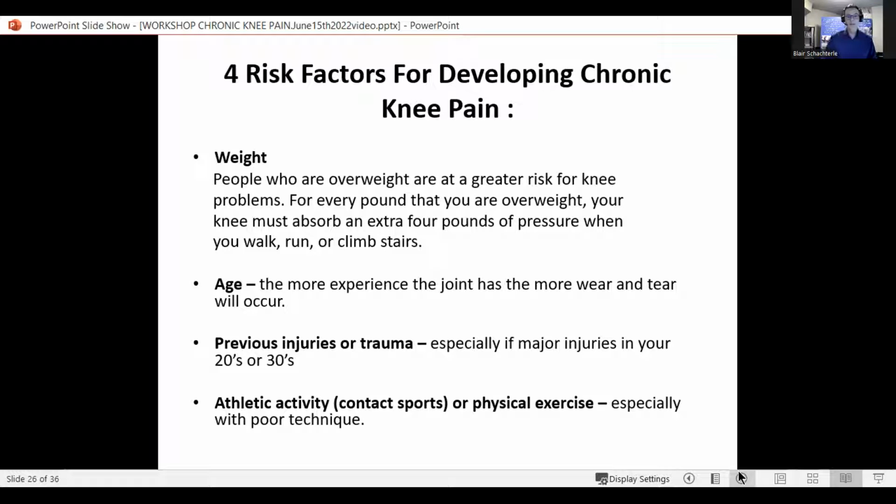And then previous injuries. Like we mentioned before, if you have major injuries in your 20s, you're guaranteed to have arthritis in your 50s, and probably more advanced compared to somebody in their 60s.